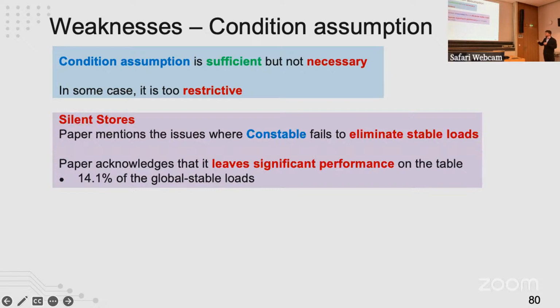The authors mentioned that issue: Constable fails to eliminate stable loads due to silent stores that restore the original value before the second instance of the load. This paper acknowledges that, however, it leaves significant performance on the table. Around 14% of all global stable loads are not eliminated because of that reason.